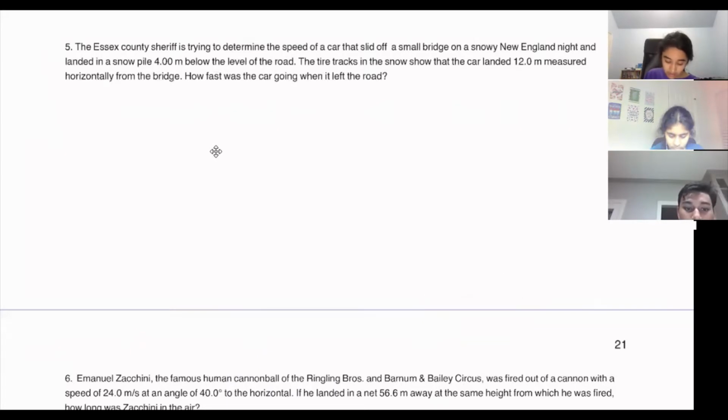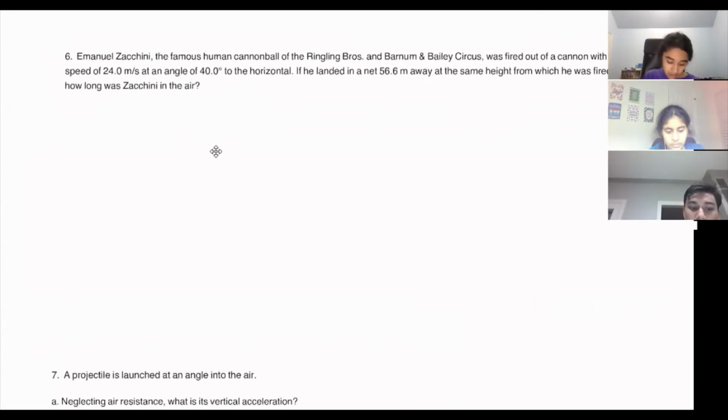And there's this one, which says: segment C, the cannonball of the Ringling Bros and Barnum Bailey Circus is fired out of a cannon with a speed of 24 meters per second and an angle of 40 degrees to the horizontal. If he landed in a net 56.6 meters away at the same height from which he was fired, how long was he in the air?